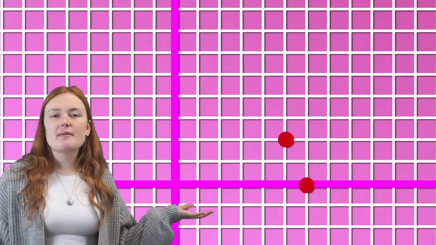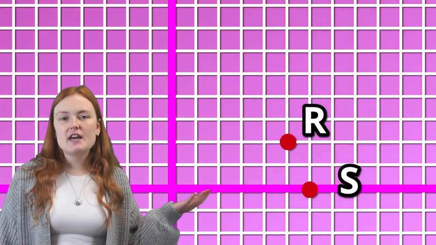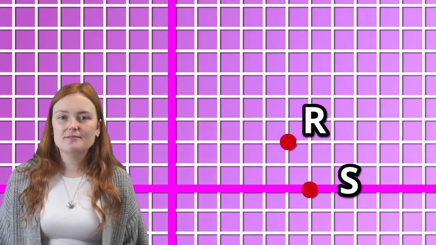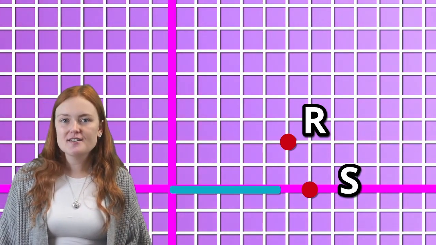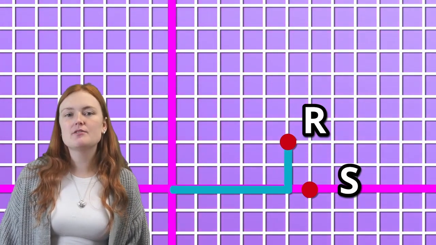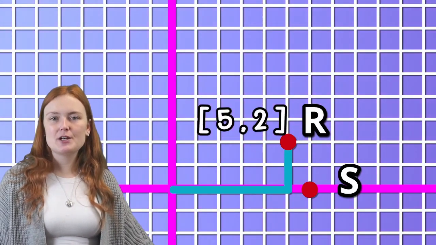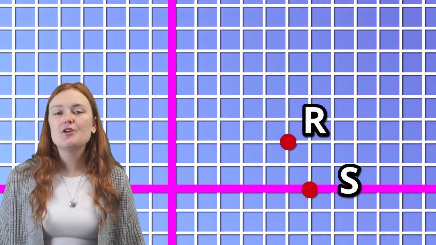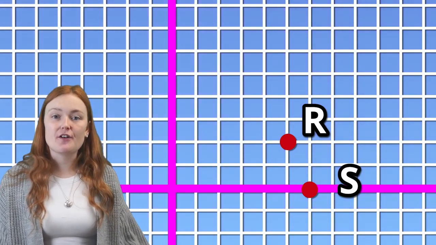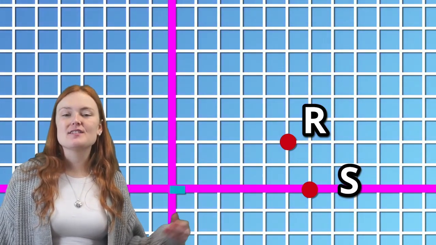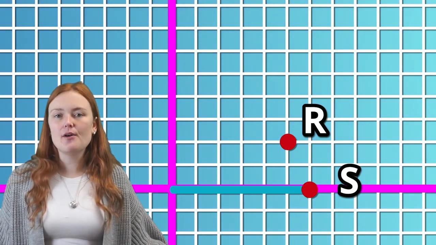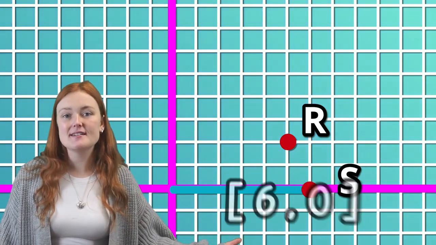So on this diagram here, we've got a few coordinates. If I wanted to read the coordinate r, it goes 5 across and 2 up. So I would write this in brackets, 5, 2. And that would be the coordinate to represent r. Another example, if I wanted to do the coordinate for s, it goes 6 across and 0 up. So it would be 6, 0.